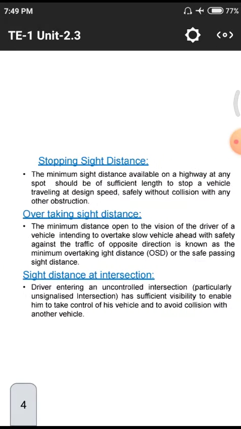Next, these are the explanations. What is stopping sight distance? What is overtaking sight distance? First of all, we need to read those points. The minimum sight distance available on a particular highway at any spot should be of sufficient length to stop the vehicle traveling at the designed speed safely without collision from any other disturbance. That means while we are traveling on a particular length of highway, we need to observe the vehicles going in front of us, so that when we have to pass those vehicles, we need to apply a particular amount of brakes.